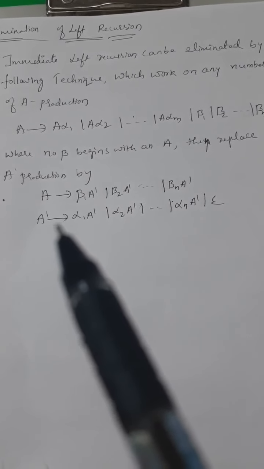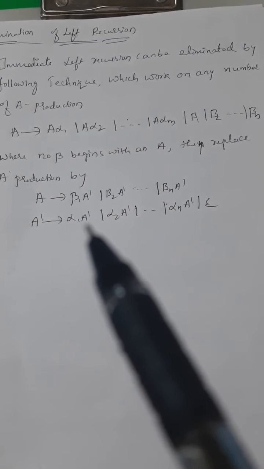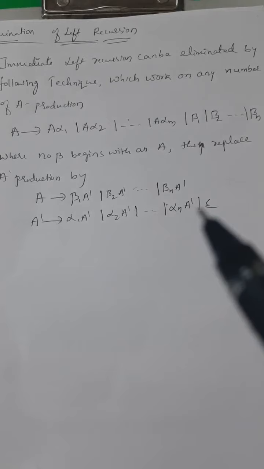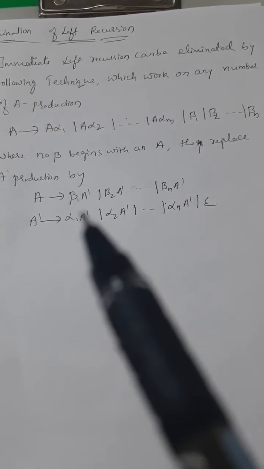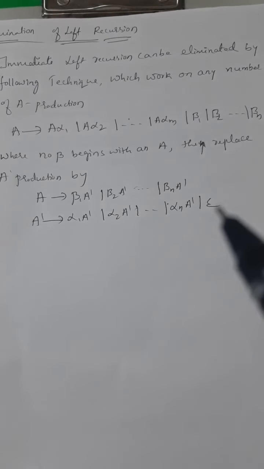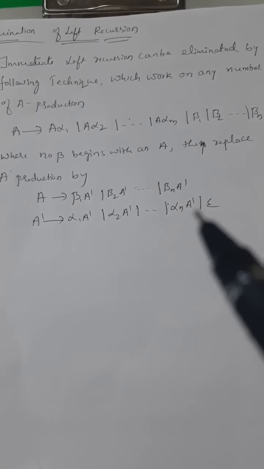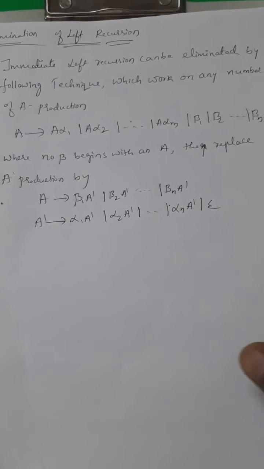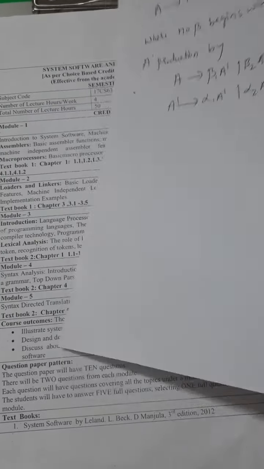So what does this A dash produce here? A dash produces alpha 1 A dash. So what is the alpha here? After A, whatever is left out in the left recursive production is called alpha. So alpha 1, alpha 2, up to alpha n we are going to write along with the new grammar symbol A dash. And at the end we are going to introduce an epsilon symbol. Let's see this by taking an example.